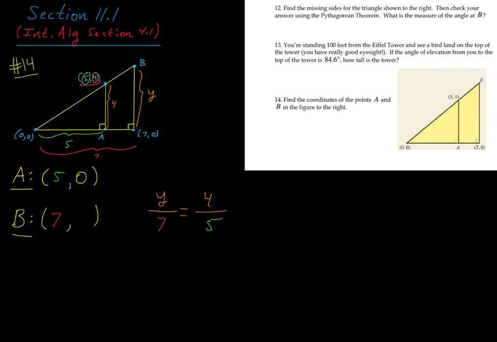Alright, great. Now we can go ahead and solve this. I'm just going to cross multiply here. This is going to give us 5y, and on the right here I'm going to get 4 times 7, and that's 28. So then divide, I'm going to get a y-coordinate of 28 fifths. That is going to be the y-coordinate of B, and that will do it for this problem.